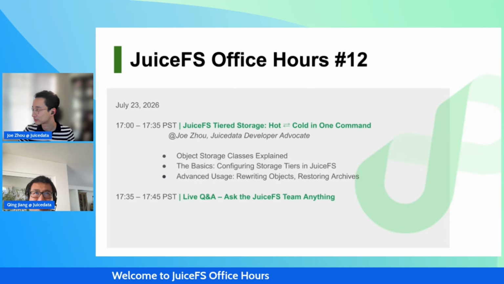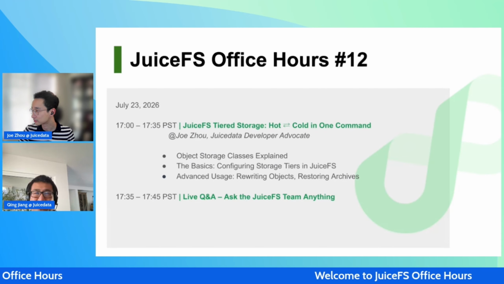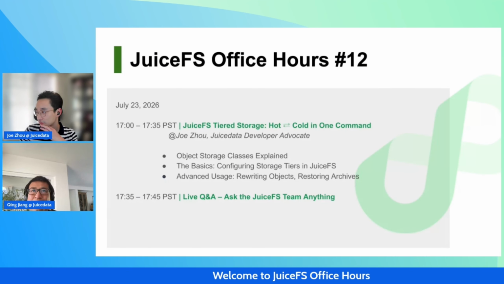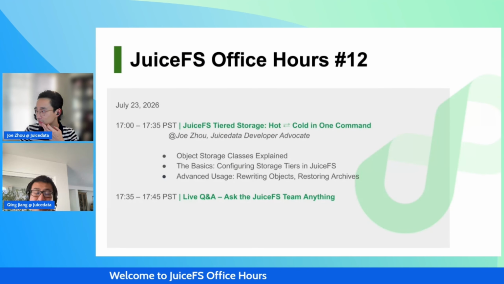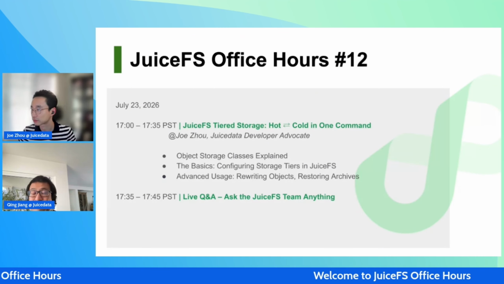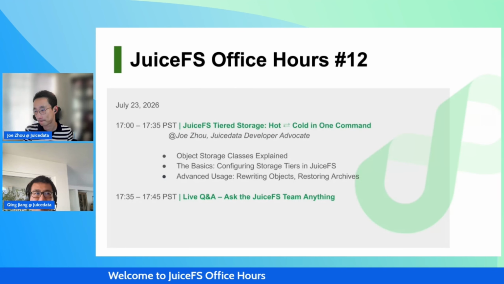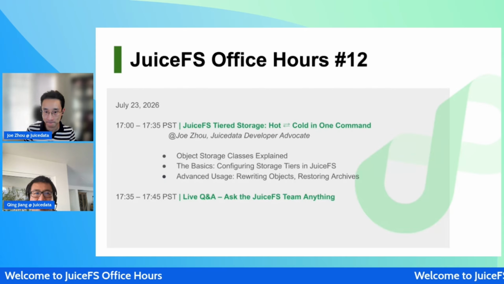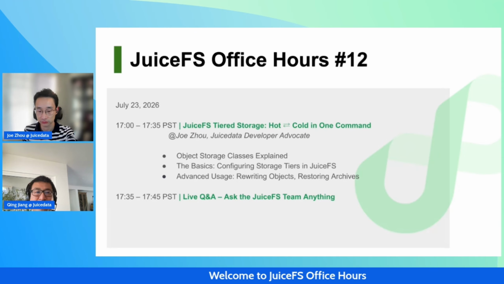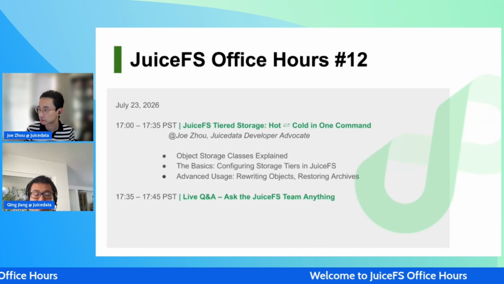So today's session, we're going to talk about, I would say, the biggest feature coming out with 1.4, which is the support of tiered storage. With that feature, you will be able to use the standard S3 option in one folder and deep archive in another folder in the same JuiceFS file system. So it could potentially save a lot of money.